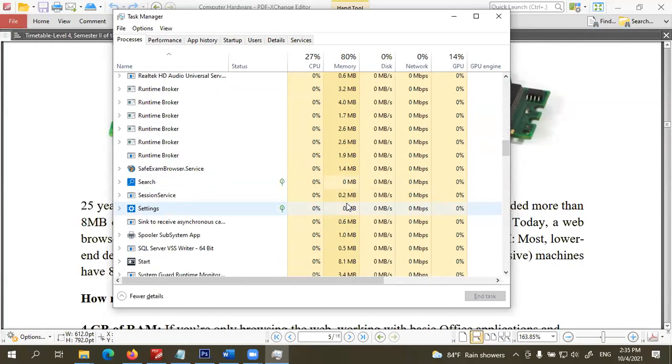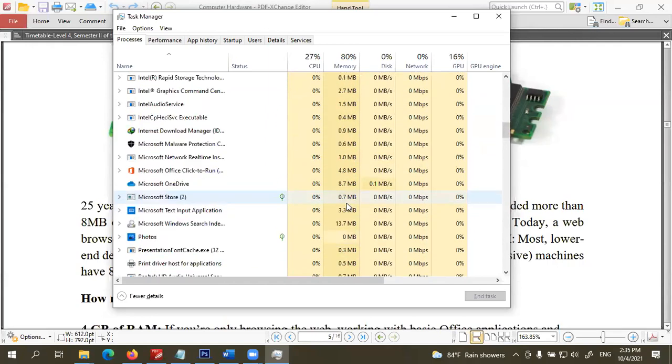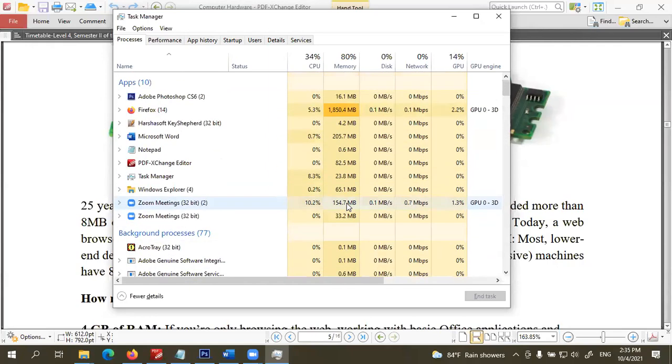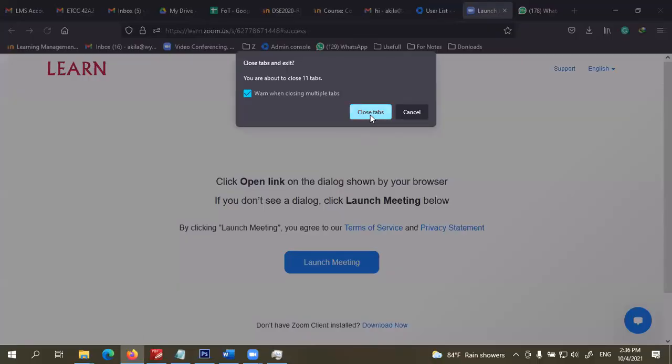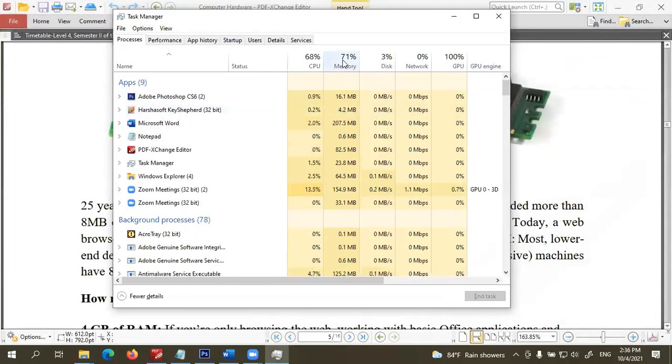Like that, these are the processes which are run in my computer currently, and how they access RAM, how they occupy the capacity of RAM is shown in this Task Manager. If I close this one, Firefox, see, now it's reducing, 62, 53. See, now the RAM usage is reduced to 53% when I closed Firefox.